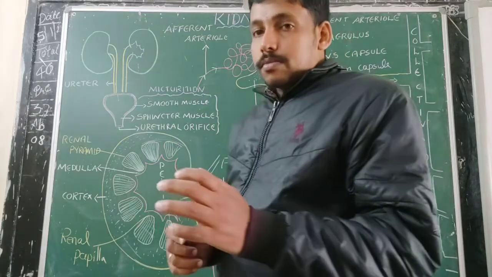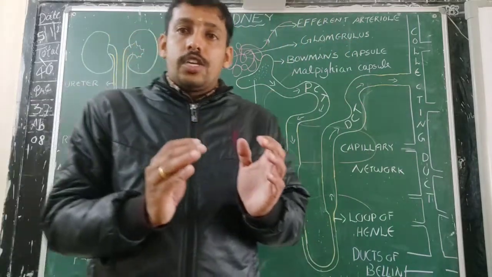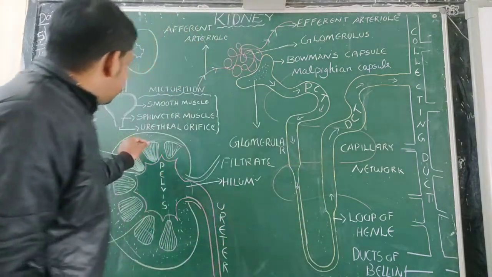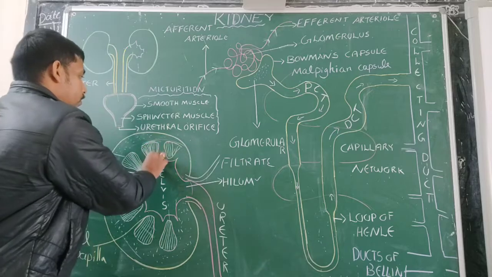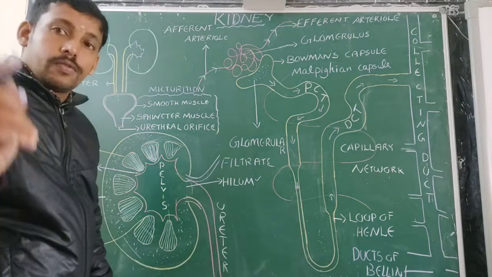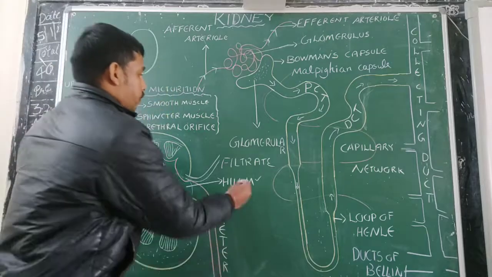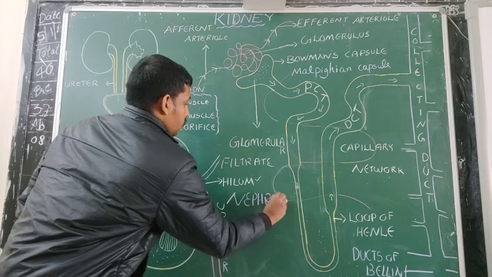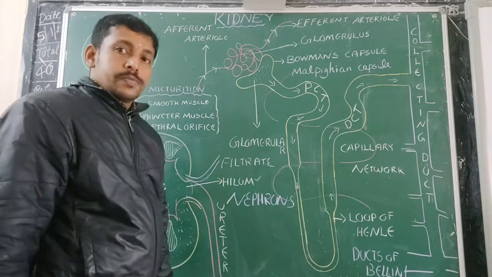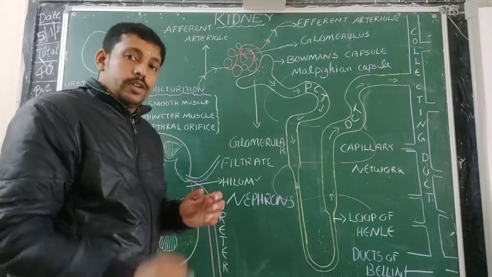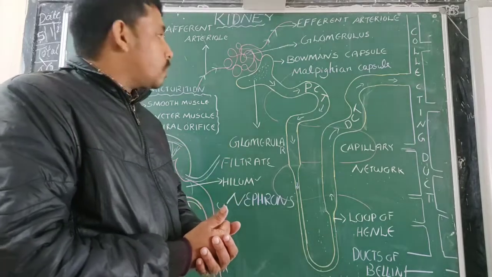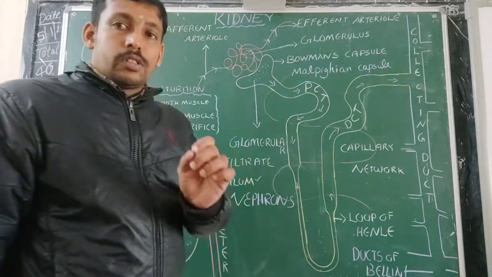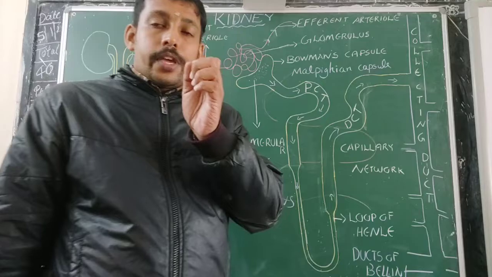Then we are coming to the structural and functional unit of the kidney. In this medulla region we can see the structural and functional unit of the kidney, that is known as the nephrons. So nephrons are the structural and functional unit of the kidney. Nephrons have this structure. We have studied the basic structure of the nephron.